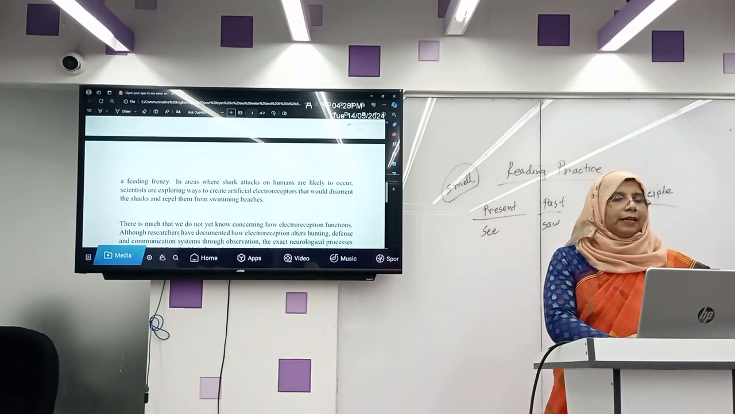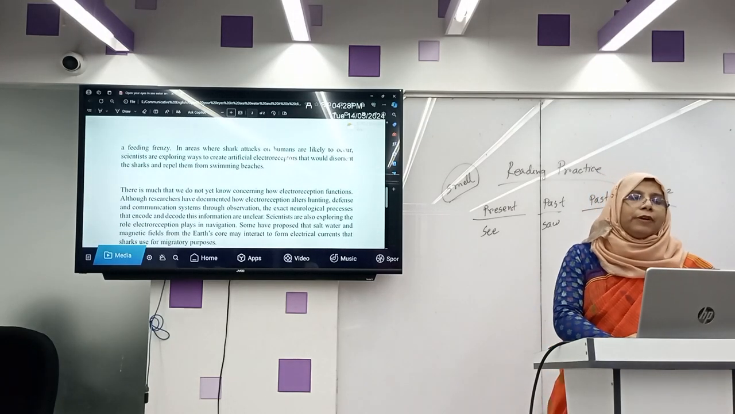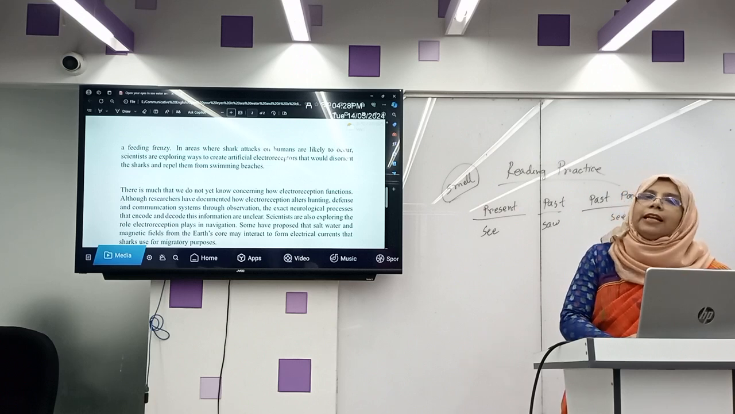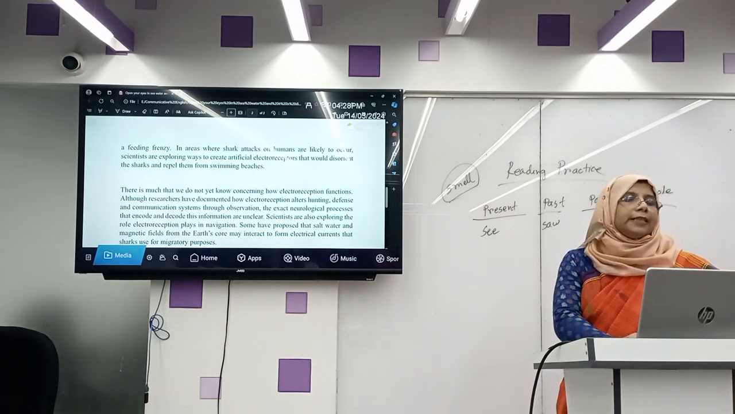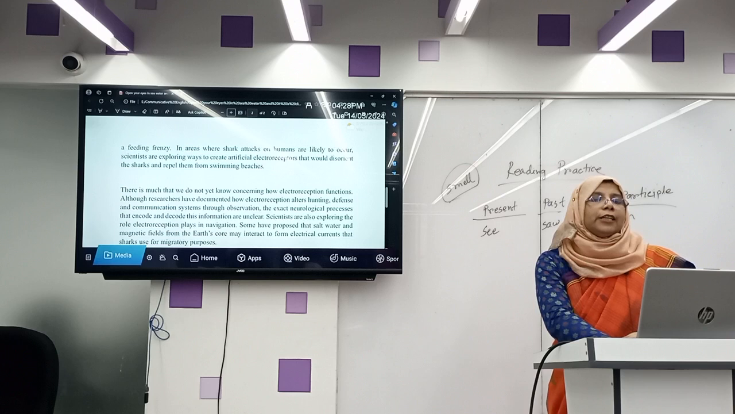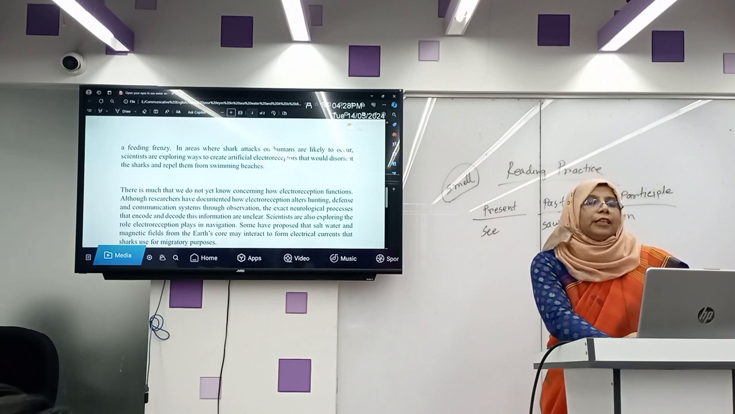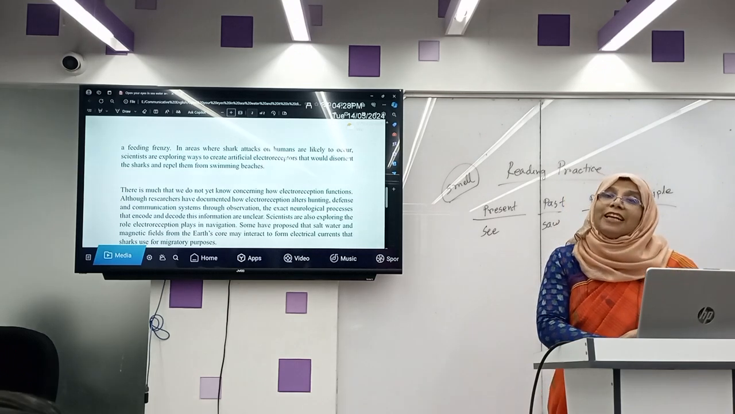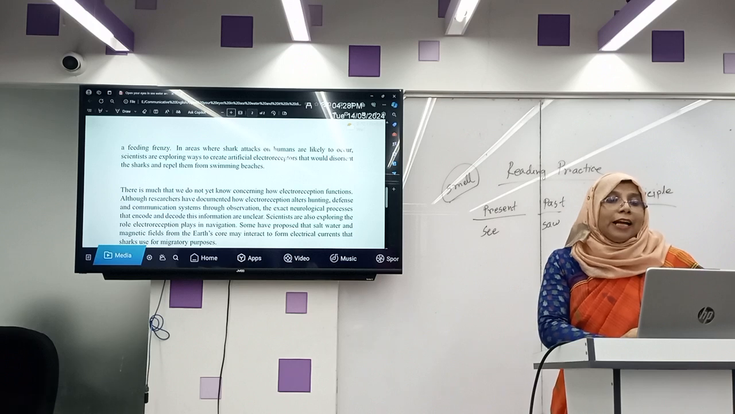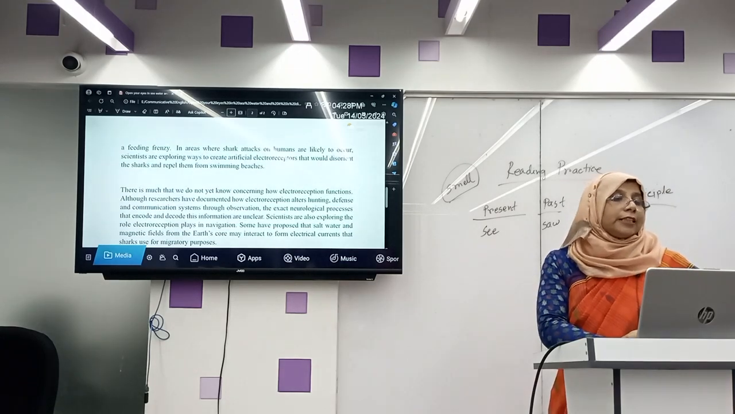Okay. Then coming to the next, in areas where shark attacks on humans are likely to occur, scientists are exploring ways to create artificial electroreceptors. That would disorient the sharks and repel them from swimming beaches.